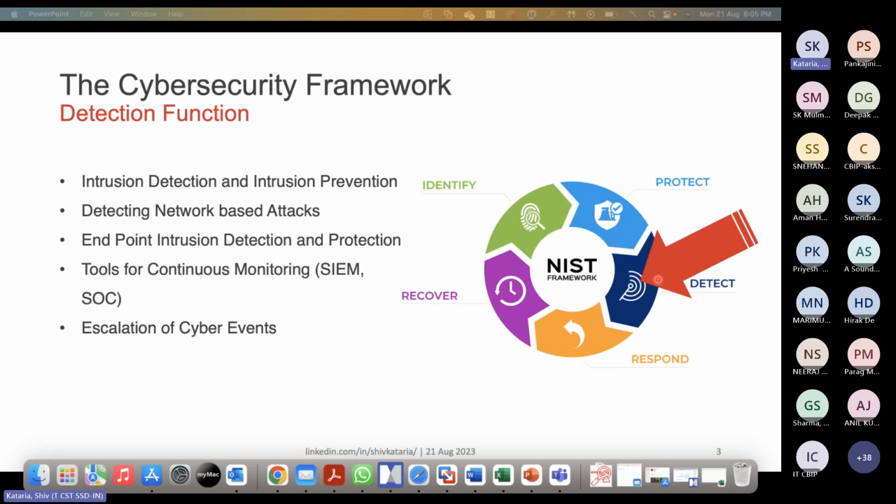And the agenda for today's discussion is to understand the technologies like intrusion detection and intrusion prevention systems. And then we'll be discussing about detecting the network-based attack, some host-based attack, which is also called as endpoint intrusion detection. And we'll briefly discuss about the Siemens SOC solutions and finally about the escalation of cyber events, what we should do when we identify an event in the grid or substation.